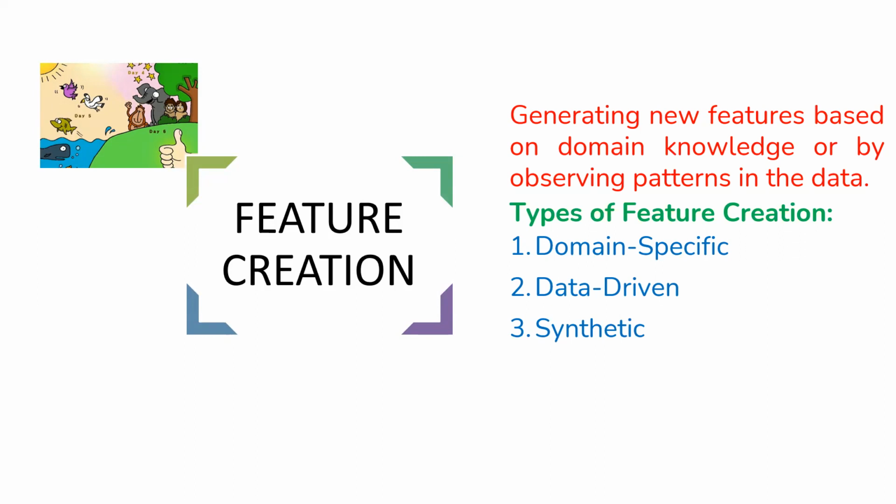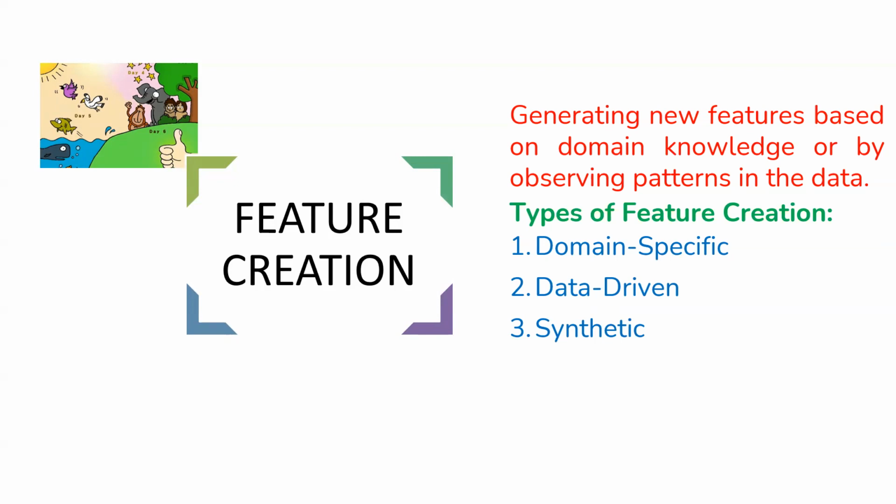So feature creation is the technique of generating new features based on domain knowledge or by observing data patterns. If it is based on domain knowledge, we call it domain specific creation. If it is generated using data patterns observed in the data, then it is called data driven feature creation. And if we combine existing features, then it is called synthetic feature creation. So that's about the first step, feature creation.